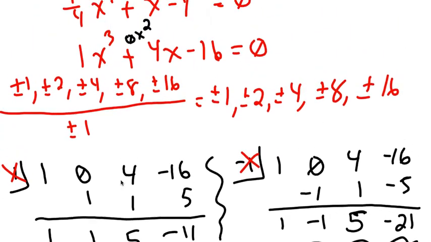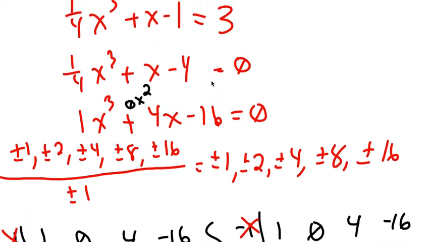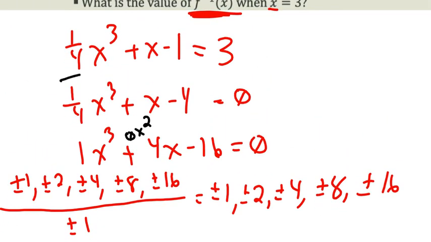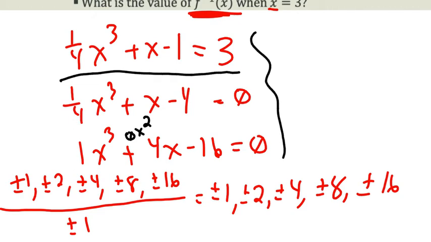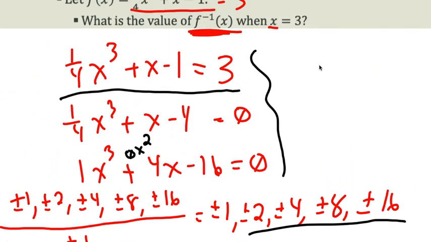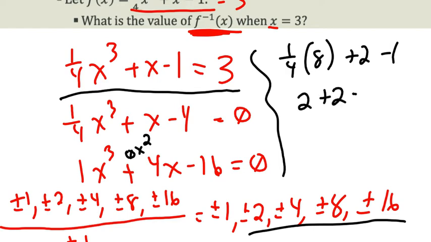Okay, so what we're going to do then, just to kind of speed this up, is I'm going to come back up here to this problem, and I'm going to plug 2 in and see if I get 3. Because if I do, then I know I'm done, and if not, I got to work with some of these other factors until I find one that gives me 3. So I got 1/4 times 2 cubed is 8 plus 2 minus 1. Let's see what this gives us. Well, 8 over 4 is 2 plus 2 minus 1 gives me 3. Yay, we got it. So that's what we wanted, okay?